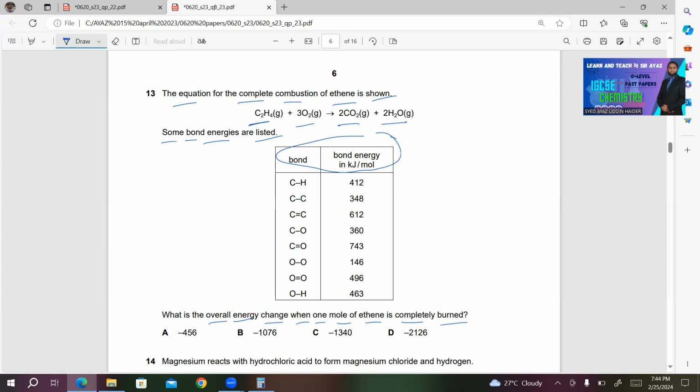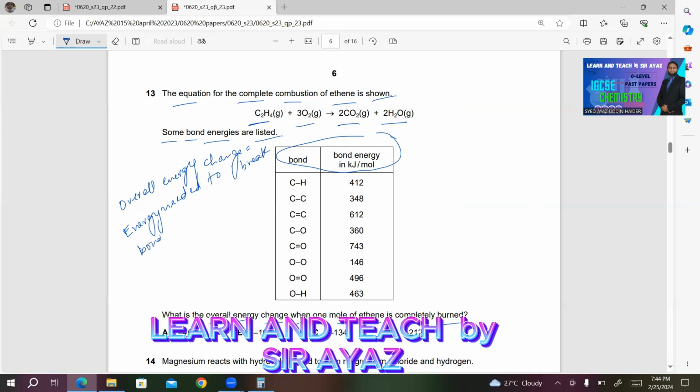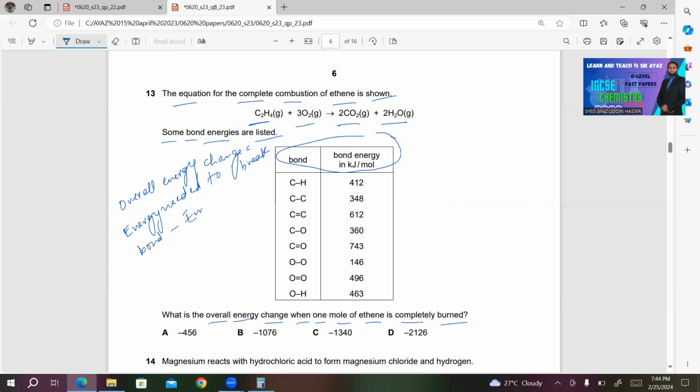Now the equation for the overall energy change is energy needed to break bond minus energy released in bond making.